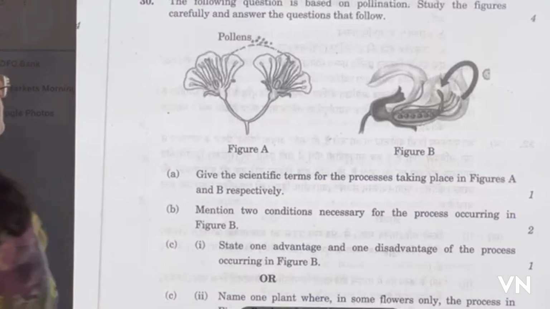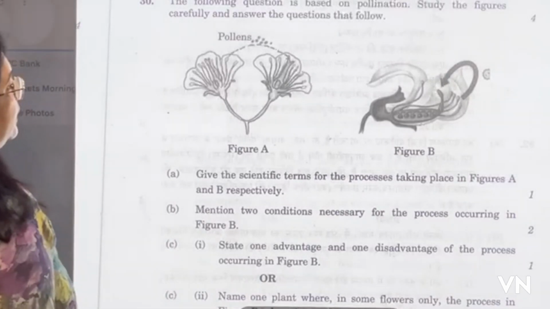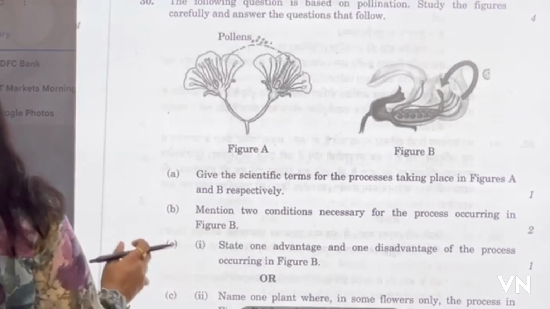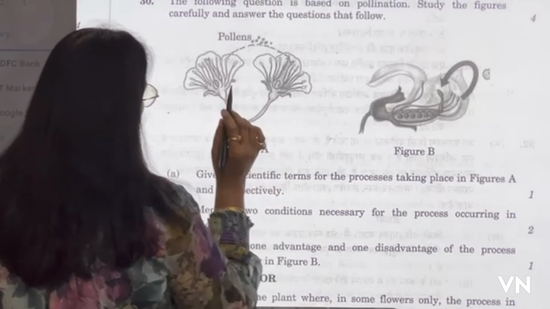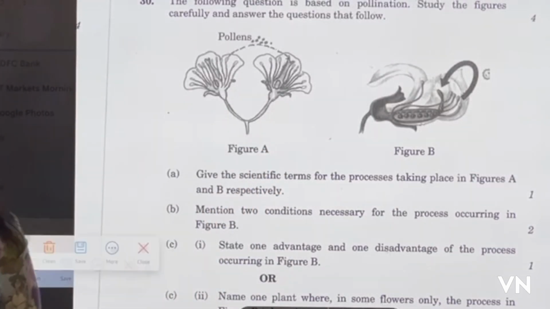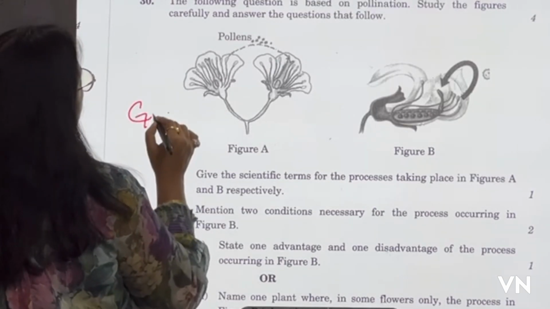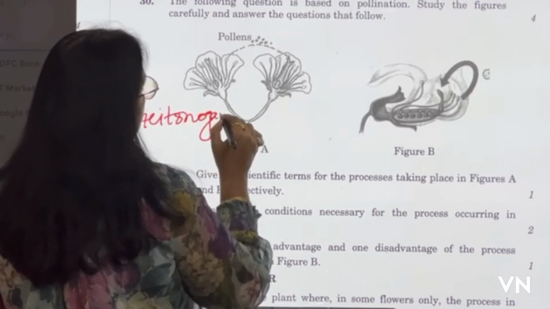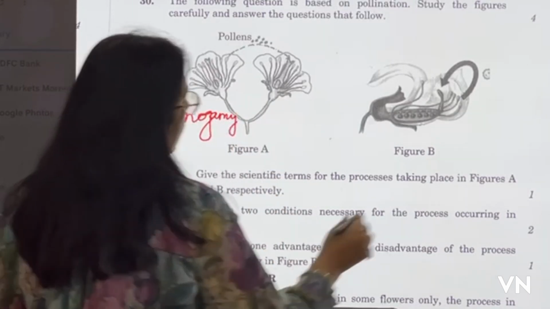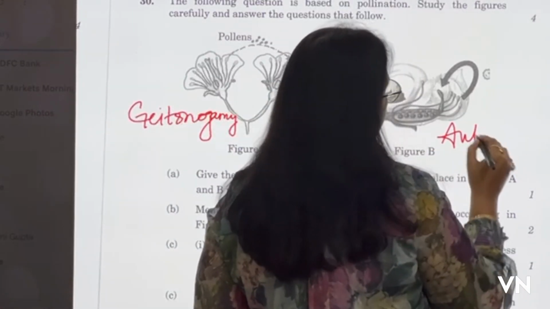The following question is based on pollination. Study the figures carefully and answer the questions that follow. Figure A and figure B are two flowers of the same plant. So geitonogamy is shown here, and here autogamy.